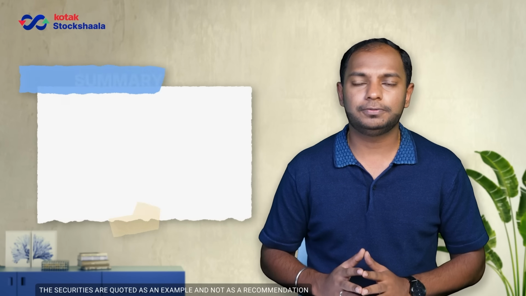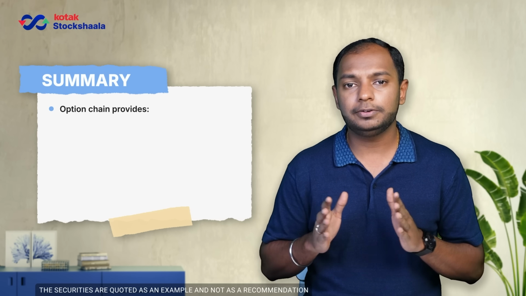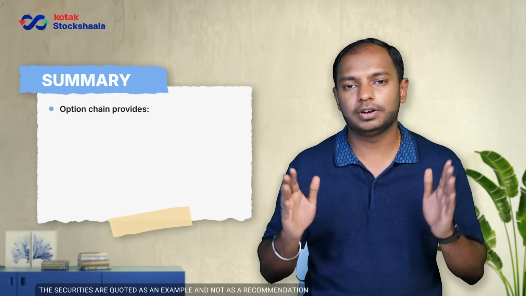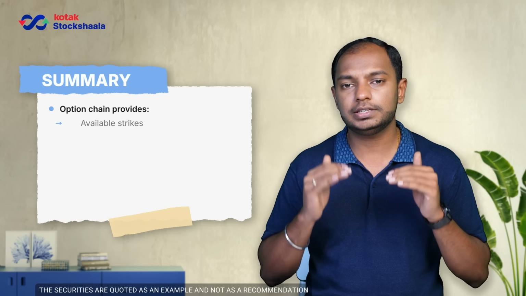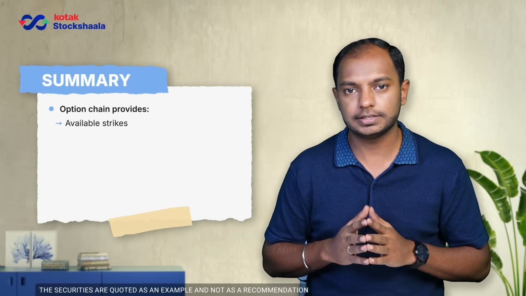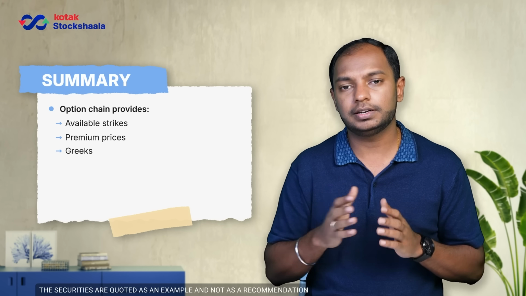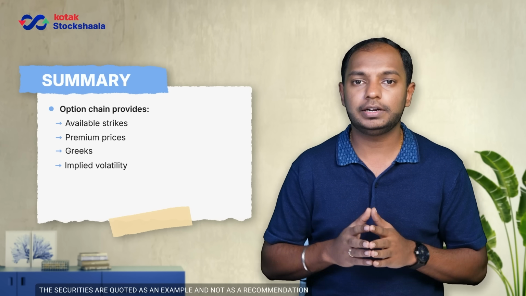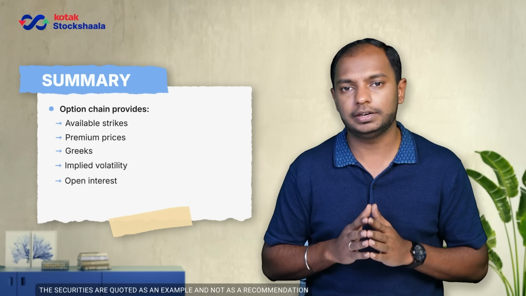Let's summarize what we have learned so far. We understood that option chain is nothing but a grid where it has strikes in the center along with calls as well as puts on either sides. It also gives us some crucial information like the various strikes that are available for the underlying asset, the premiums for each of these strikes, the Greeks, that is delta, gamma, theta and Vega values, along with implied volatility, that is IV. And most importantly, it also gives you open interest.